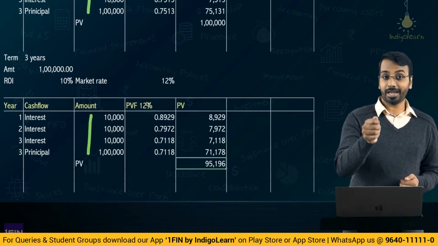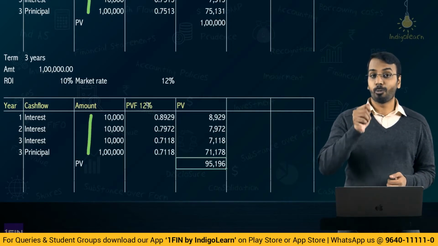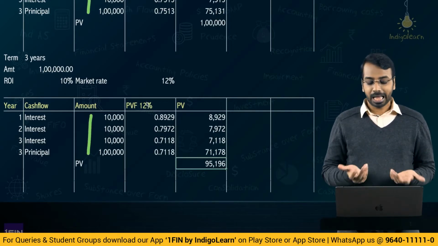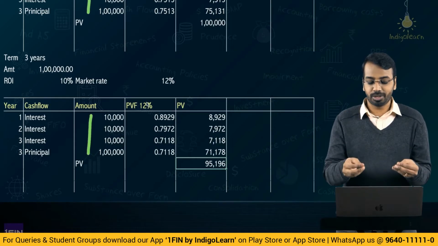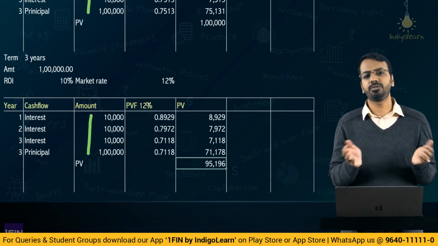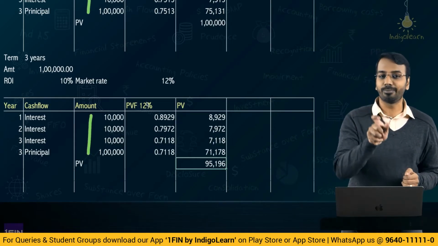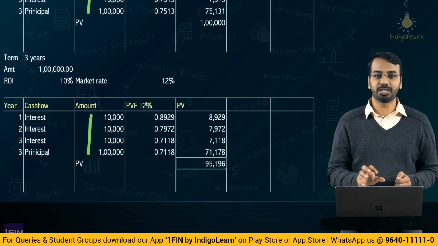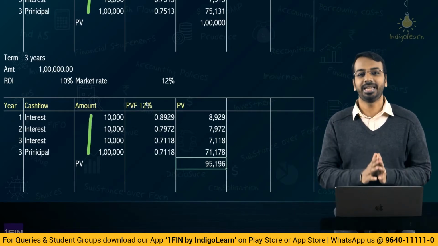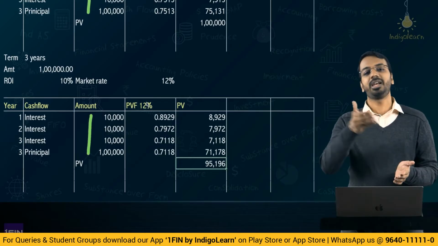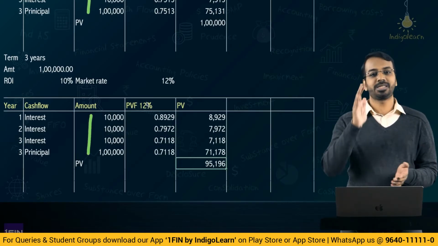I gave 1 lakh of cash to my employee, and the value of the loan should have been only 95,196. What should we do with the difference? The difference will be employee benefit or employee compensation, and you will deal with it in accordance with Ind AS 19. Normally, over the period of the loan, you will expense that outright.